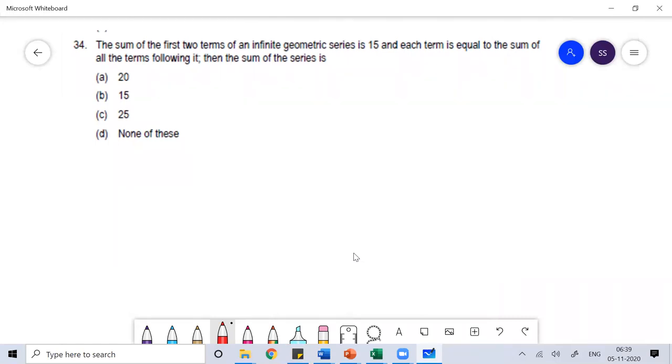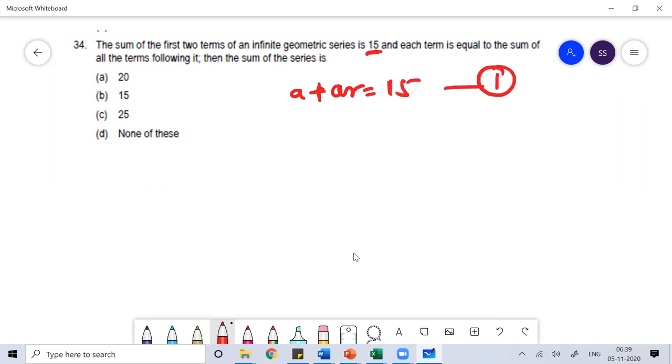The sum of first two terms of the infinite GP. I hope you know the formula: the sum of an infinite GP is A by 1 minus R, where the ratio should be less than 1. So the sum of first two terms of the infinite GP is 15, meaning A plus AR is 15, that is given to you. This is the first equation.